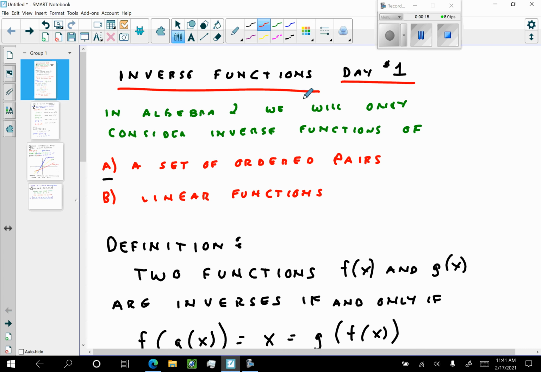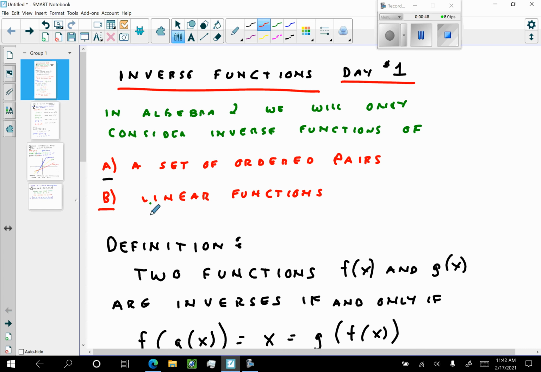It is important to note that in Algebra 2, we are only going to consider inverse functions of two types of functions. Type A is a set of ordered pairs. The inverse of a set of ordered pairs is really easy. And the inverse of linear functions. All linear functions have inverses. And we will have an entire unit of study next year in pre-calculus about inverse functions that are not linear.